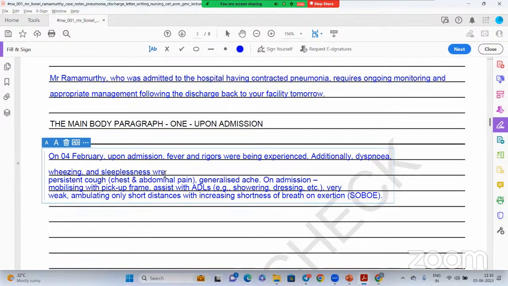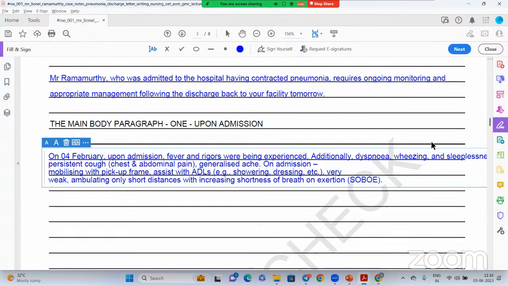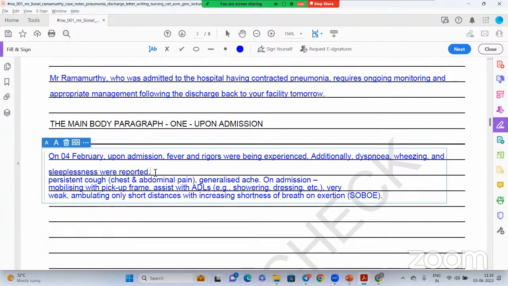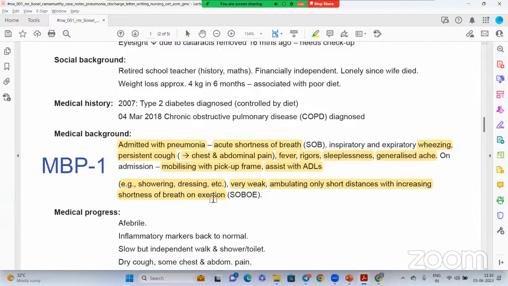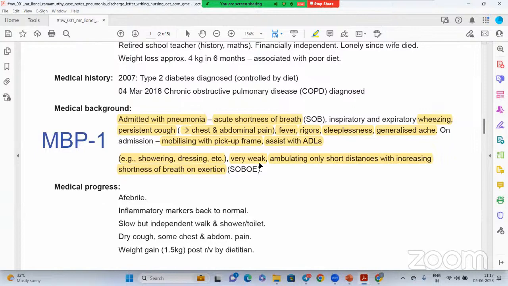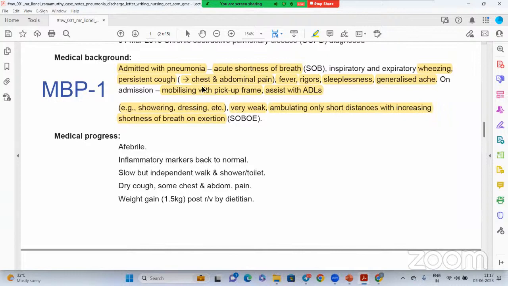We said already upon admission, already said, were reported. Full stop. And sleeplessness were reported. Full stop. Right. So, now next one. Next point is, you see here, so, now next one. Now what happened regarding the condition still?